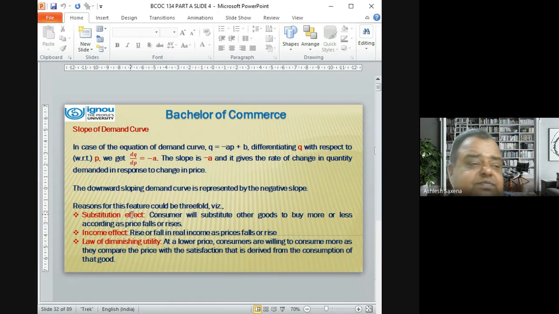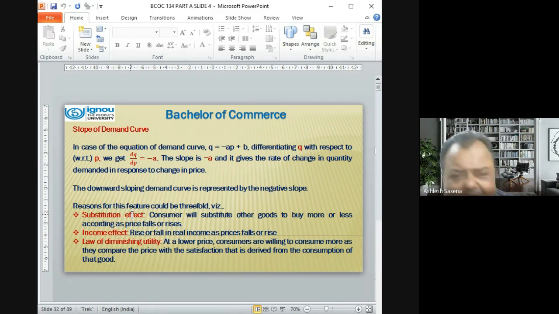Now, studying the nature of the slope. In case of the demand curve equation Q is equal to minus AP plus B, when we differentiate Q with respect to P, it will be dQ by dP, which will be equal to minus A. That means the slope is minus A, and this gives the rate of change in quantity demanded in response to the change in the price.